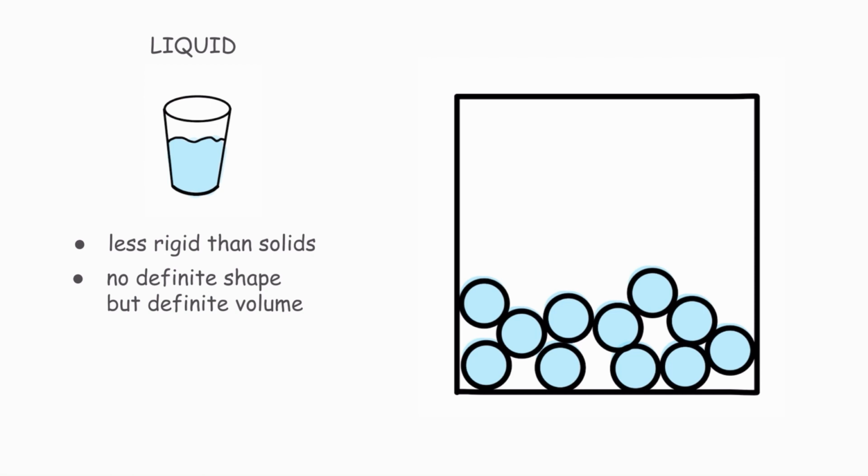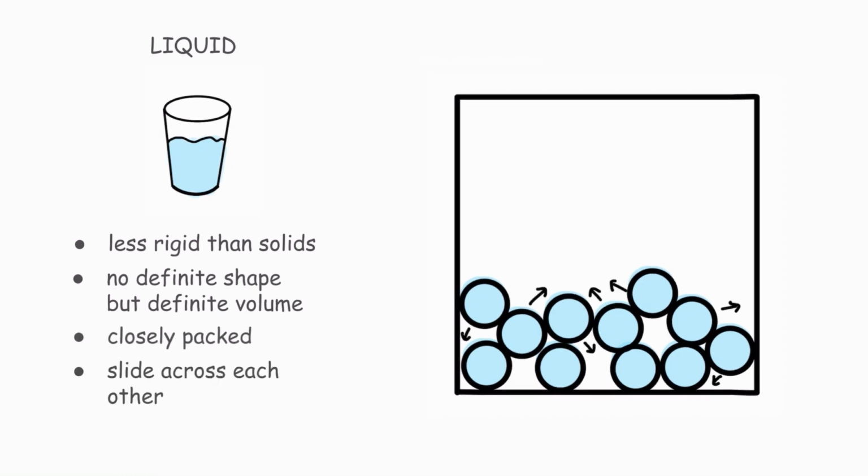However, despite being slightly less packed than solids, the particles in a liquid are still closely packed and touching, meaning the particles move around by sliding across each other while still touching. Because they are able to move around, the particles in the liquid are randomly arranged, unlike solids.